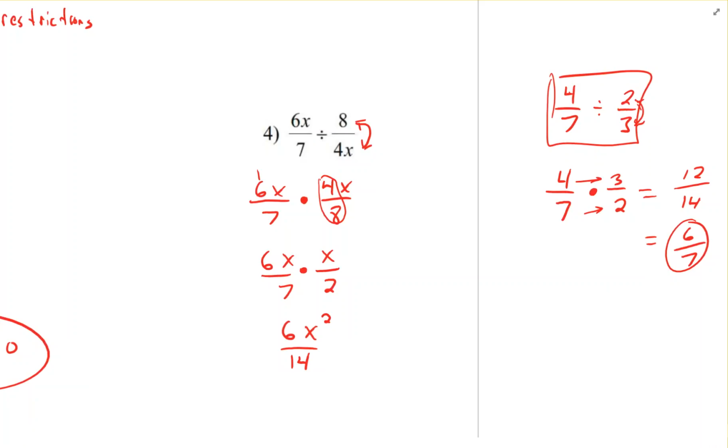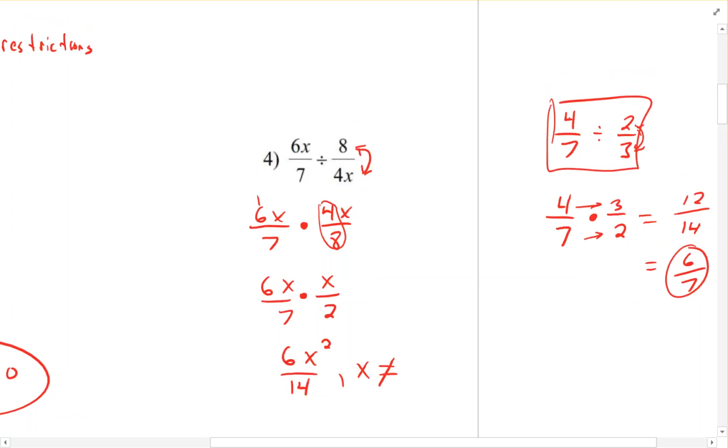But now what are my non-permissible values? Well, x is not allowed to be... Go back up to the beginning. Even though we flipped this x up to the top, we go from the beginning stage. So at this point, x was in the denominator, so you can't divide by 0 there. So in that original expression, x is not allowed to be 0.